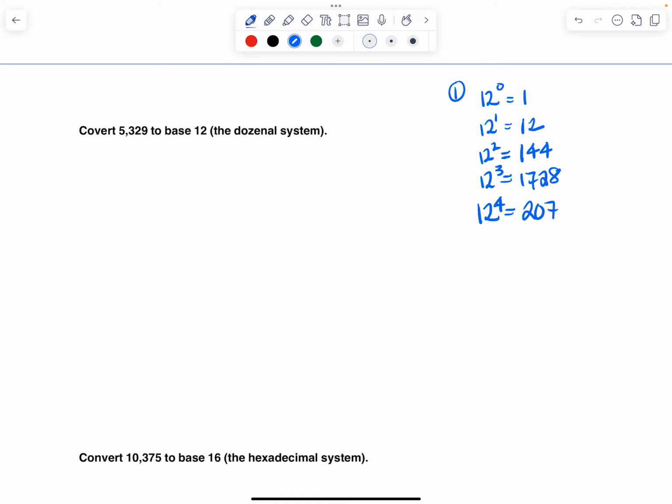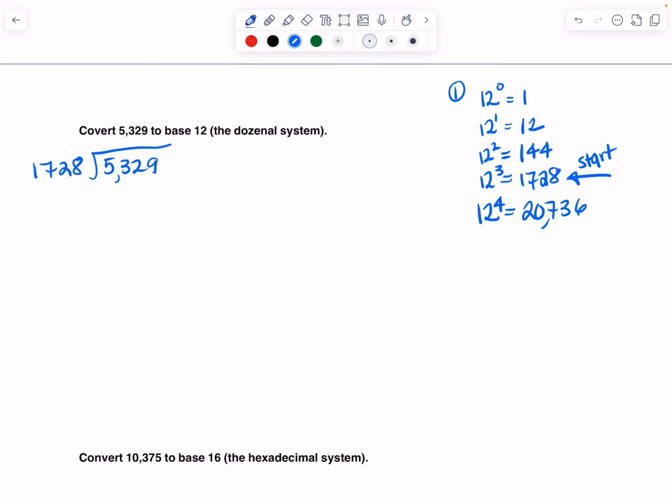Okay, so 12 to the 4th is too big. So the closest position we can start with is going to be 12 to the third. So this is where we're going to start. So I'm going to take 5,329 and divide it by 1,728. Okay, so on the calculator, I'm going to take these two numbers and divide them.